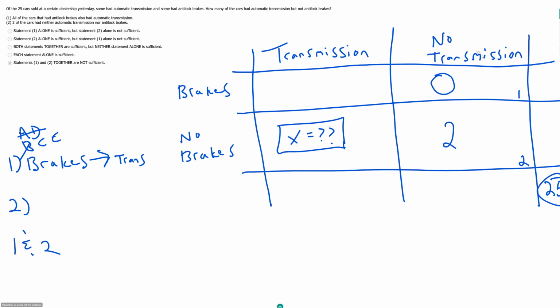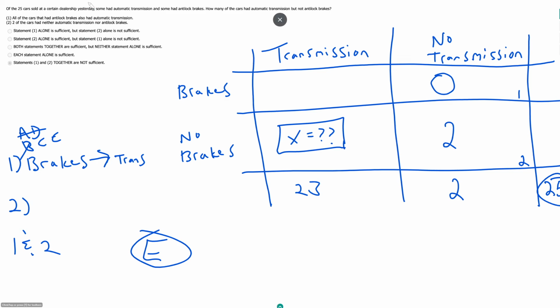So together, what do I know? If this is 0 and this is 2, then my total cars without the transmission has got to be 2, which means my total cars with the transmission is going to be 23. And that looks like it is as far as I can go. I cannot get to my cell here, transmission but no brakes. And so together it looks like we're still insufficient.